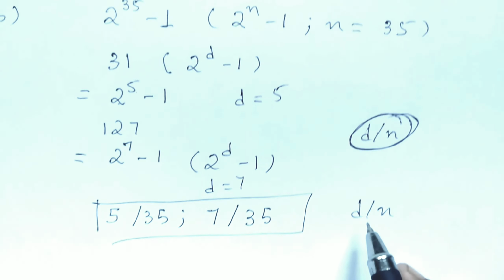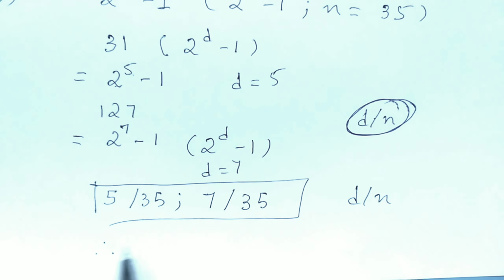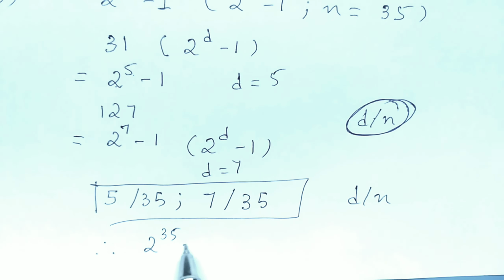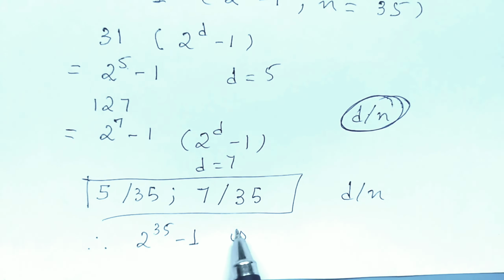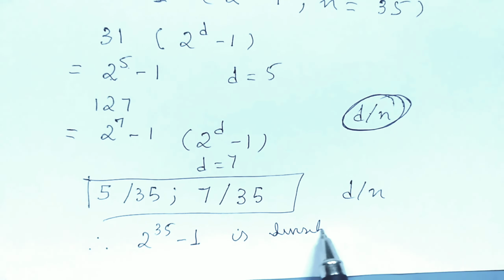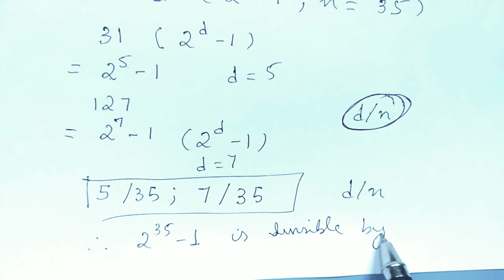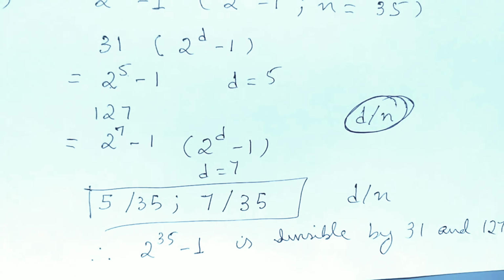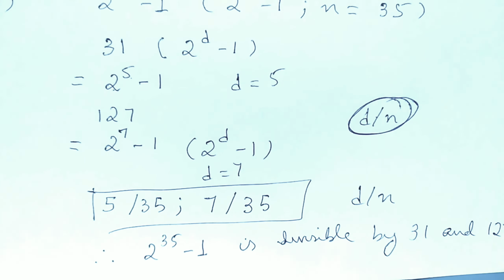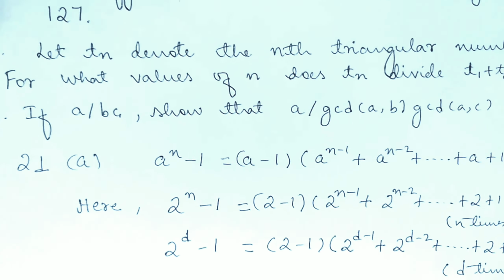So using the first part, we conclude that 2^35 minus 1 is divisible by 31 and 127. As simple as that, we have to make use of the first part. Now let's come to the next question.